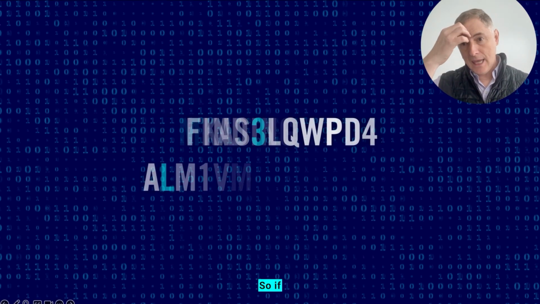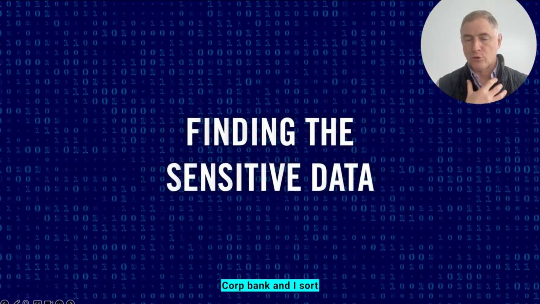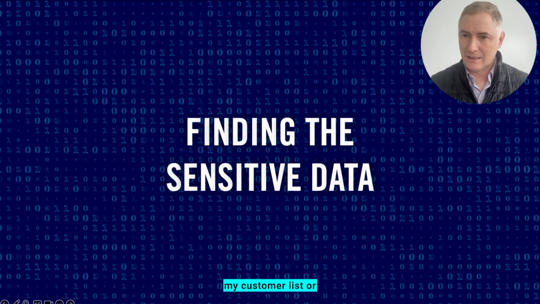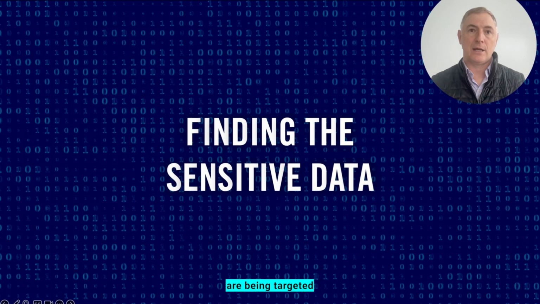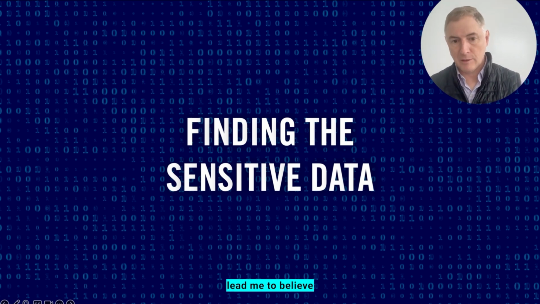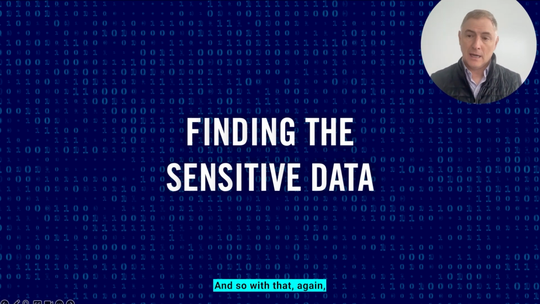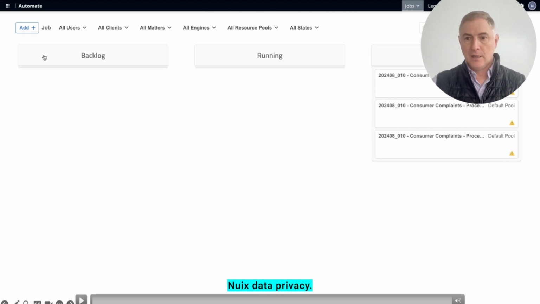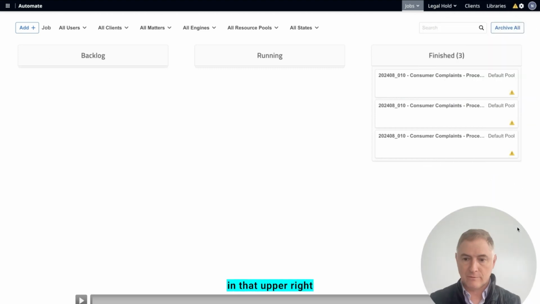So we'll advance again. If I'm X Corp Bank and I see that information, and it looks like my customers are being targeted for fraud, that may lead me to believe that I have a sensitive data issue. And so with that, the next stage of the Nuix Neo platform and our first solution is Nuix Data Privacy. When we think about Nuix Data Privacy, I'll move myself down here so I'm not in that upper right-hand corner. Let's talk about what that looks like from a process perspective.